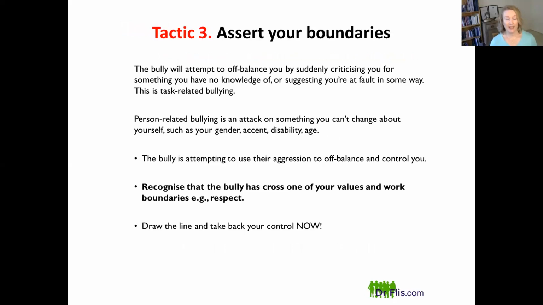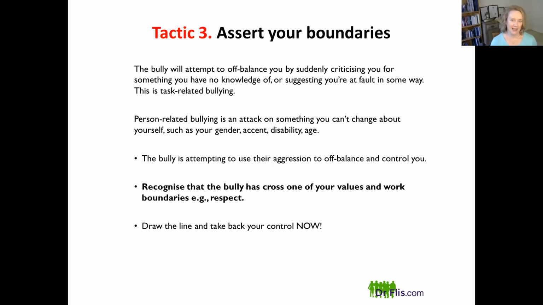Tactic 3, assert your boundaries. So we've talked about that a little bit, but now we're going to show you how to actually do that. A bully will attempt to off-balance you by suddenly criticising you for something that you have no knowledge of. That's quite consistent. Anyone that comes up and tries to accuse you of something and you have absolutely no knowledge about what they're talking about and don't put it into context, be very wary of. They're trying to off-balance you.